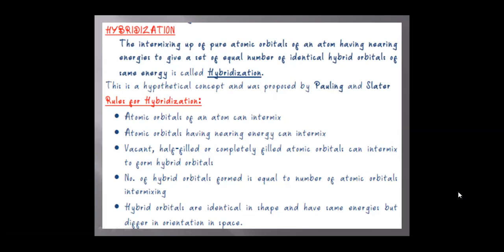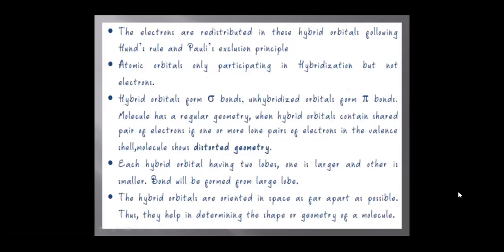Vacant, half-filled or completely filled orbitals can intermix to form hybrid orbitals. The number of hybrid orbitals formed is equal to the number of atomic orbitals involved in the intermixing. Hybrid orbitals are identical in shape and have the same energies but differ in their orientations in space. The electrons are redistributed in these hybrid orbitals according to Hund's rule and Pauli's exclusion principle. Only the atomic orbitals participate in hybridization, not the electrons.